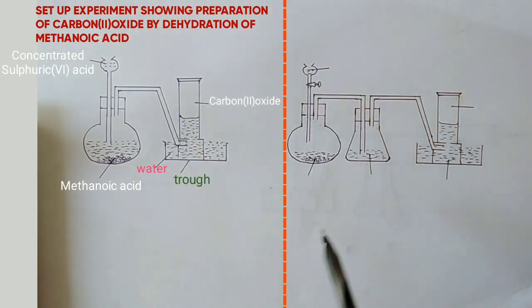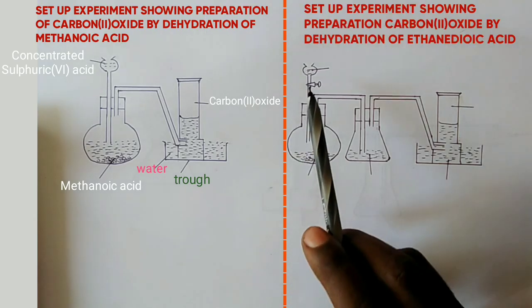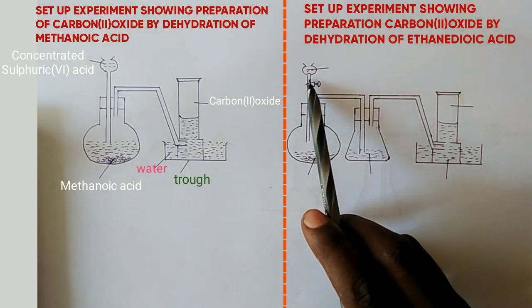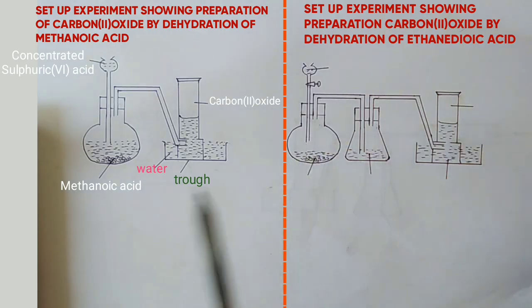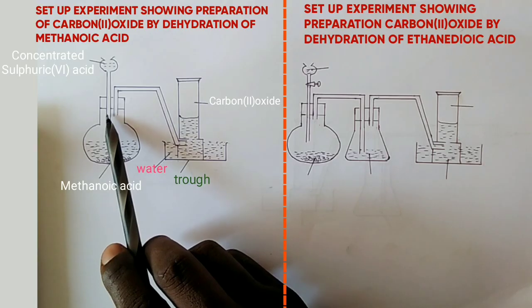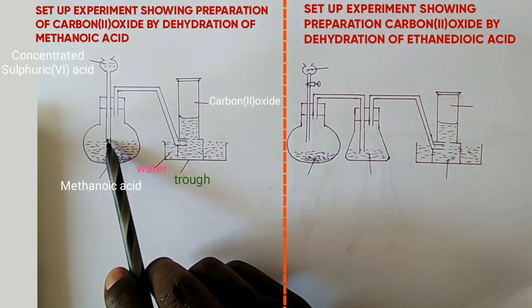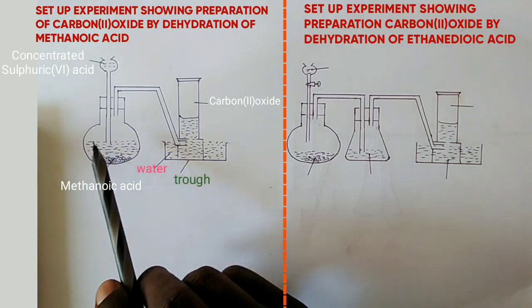Now when you prepare the gas by dehydration of ethanedioic acid or oxalic acid, the setup diagram is as follows. This is a dropping funnel here. When you are using a dropping funnel, it should not be dipped in the solution, unlike when you are using a thistle funnel, where the funnel should be dipped in the solution here.